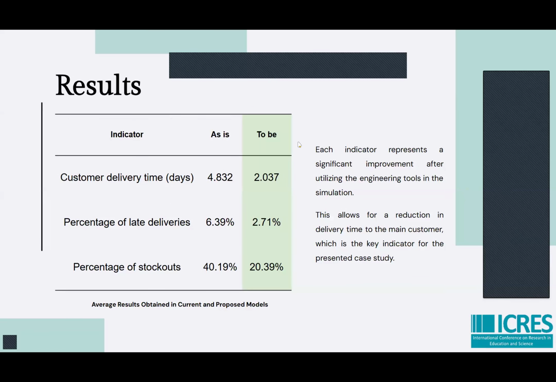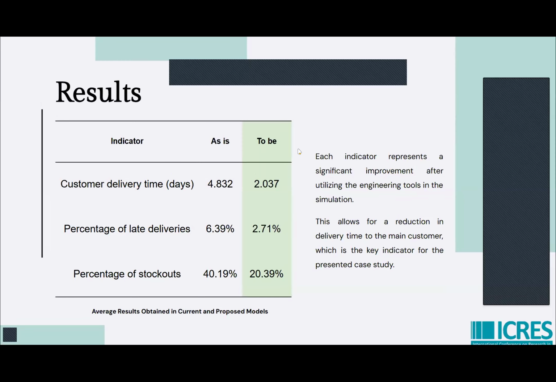So now I'm going to explain the results. Basically, we focus on 3 key performance indicators for the simulation. The first one was the customer delivery time, the second, the percentage of late deliveries, and the third one, the percentage of stockouts. So after running the simulation, we observed significant improvements in all 3 indicators, demonstrating the effectiveness of applying engineering tools. As you can see in the table, the average results are the current versus the proposed models.